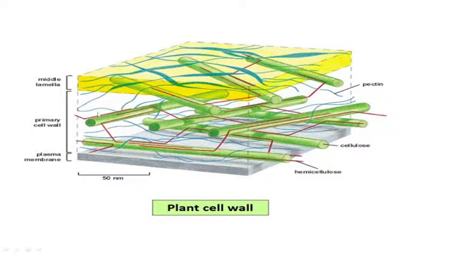And in the plant cell wall, how it looks, you can see in this very nice picture. This is the middle lamella, this is the primary cell wall, and this is the plasma membrane. Here you can see the hemicellulose, this is the cellulose, and these strips are the pectin. Everywhere you can see the pectin, how it is embedded in the plant cell wall, in the picture.